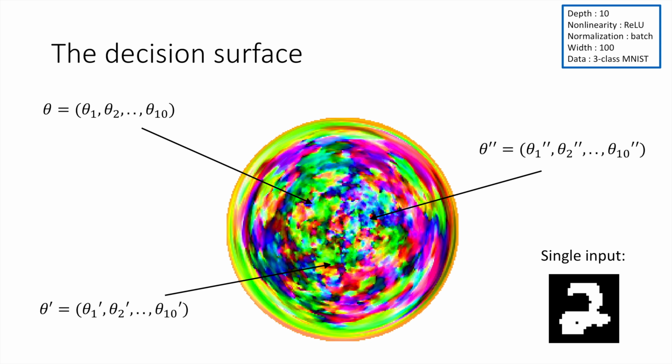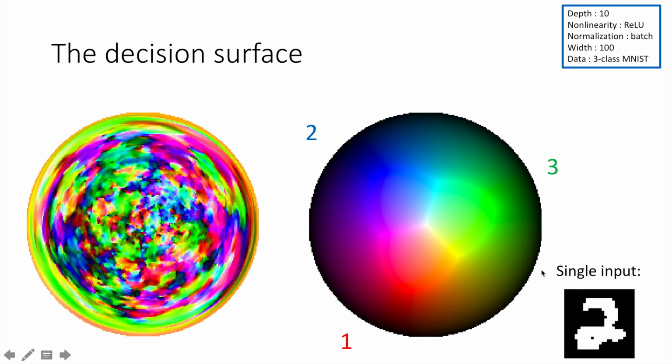Here we are showing the decision surface of a 10-layer batch norm ReLU network on 3-class MNIST containing images of 1s, 2s, and 3s. The output space of the network is shown here. Since this is a network for 3-class MNIST, it has an output layer with 3 neurons. That is, it produces a 3-dimensional output vector. We normalize the length of that output vector so that it lies on the unit sphere. That unit output sphere is shown here.